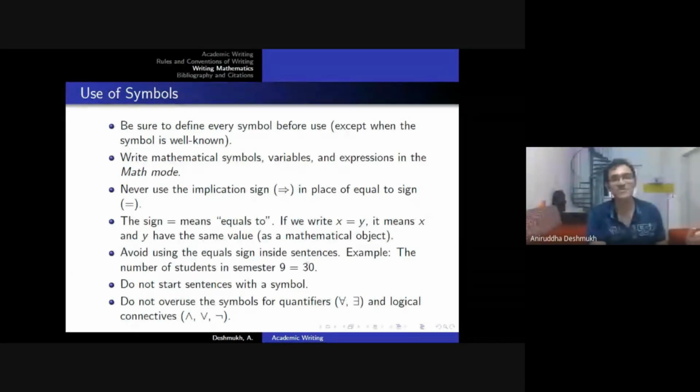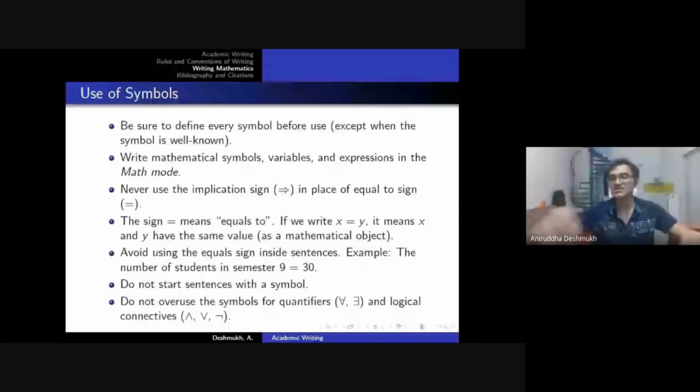For example, in mathematics, we usually denote projection maps by the letter pi. Although it is a capital letter, just to avoid confusion, you have to first mention that from now on, whenever I write the capital letter pi, I will be denoting the projection map.